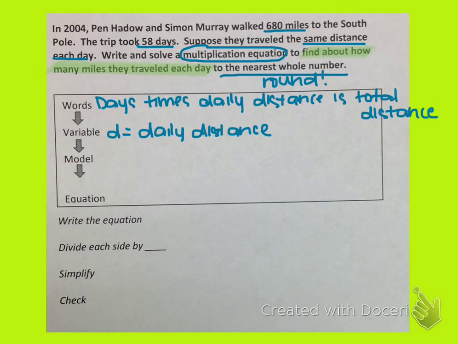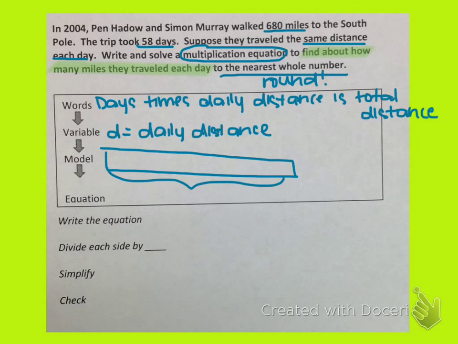And then I'm going to draw a bar model to represent my word problem. So I have the total distance. Hopefully your bar model is prettier than mine. So that's 680 miles. And then D is for distance, so however many times that is.